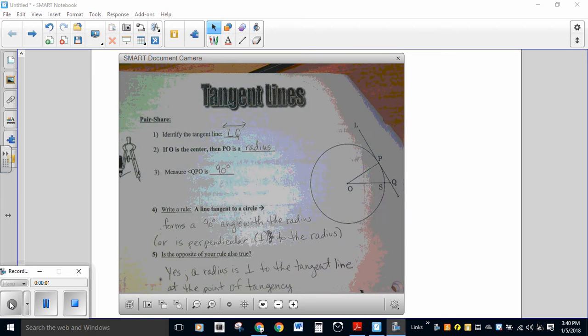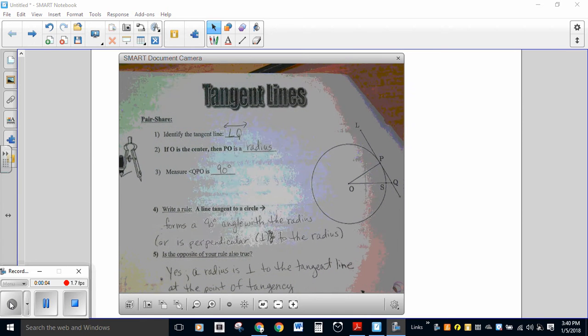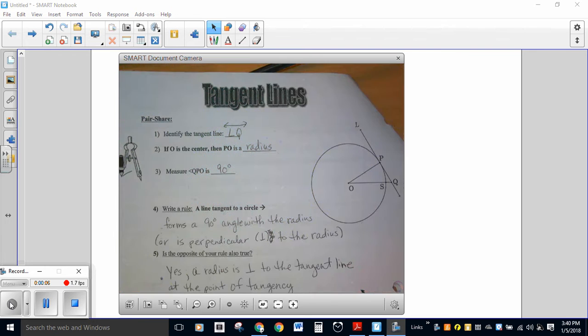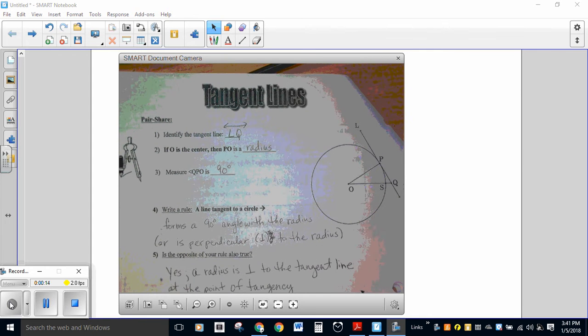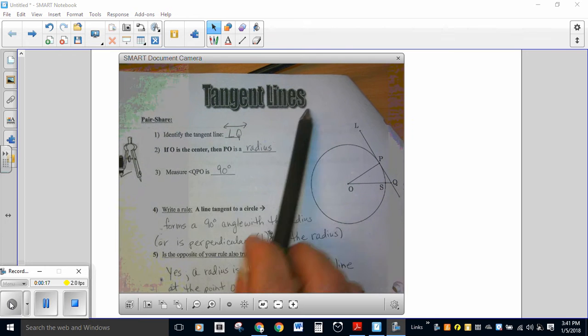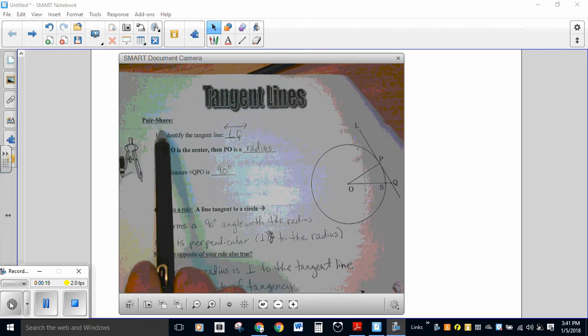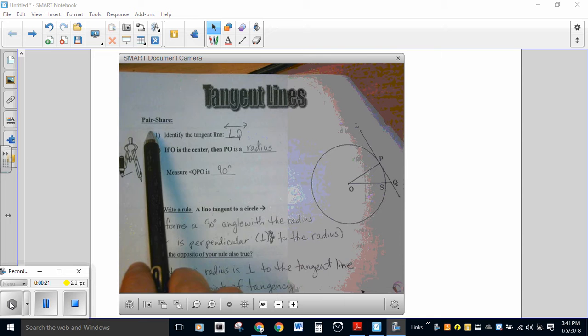Okay, I'm going to quickly go over the notes that we did in class today. This is for those that didn't finish copying or if you were not here. So we started out on page 4 of your notes, which is on the back of page 3. It says tangent lines at the top. First thing they did was share, and then we paired up and shared, and then we talked about it.